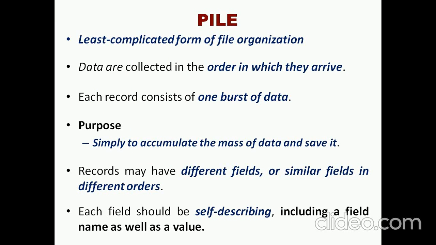So, the pile. As I said, the pile is the least complicated form of file organization. The data is stored in the same order in which it arrives. As I said earlier, it is only a burst of data, and the main purpose is to accumulate the mass of data and save it. It has different fields, and every field is self-describing, so it has a field value as well as the field name.